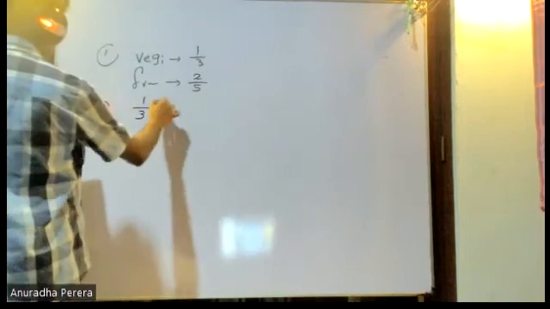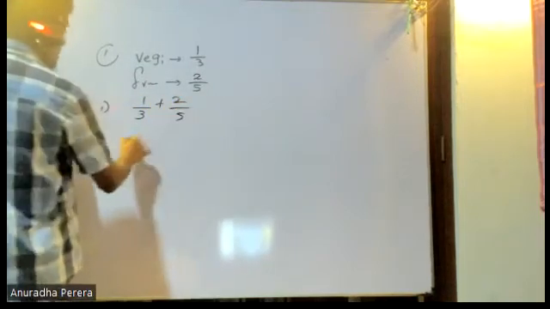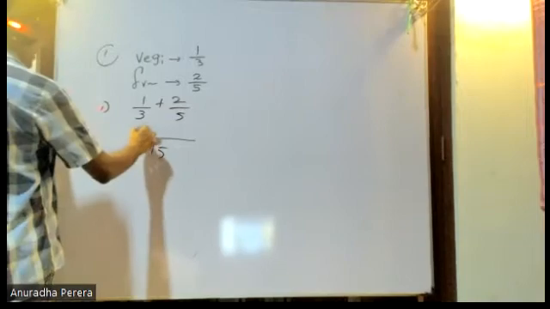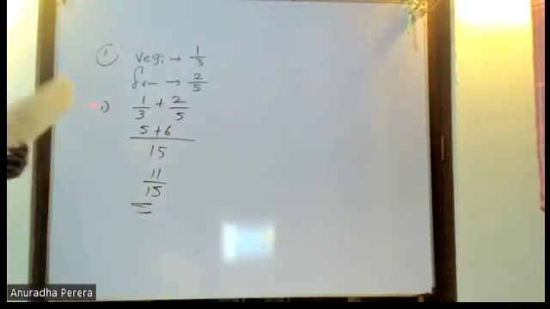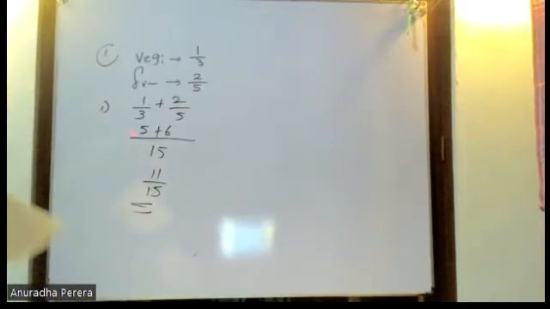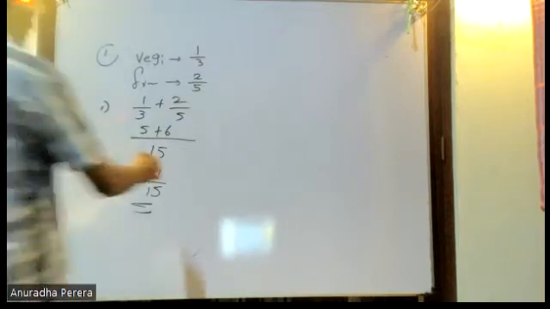1/3 plus 2/5. Common denominator 15. 5 plus 6, 11/15. This is the answer. To find this answer, 2 marks.